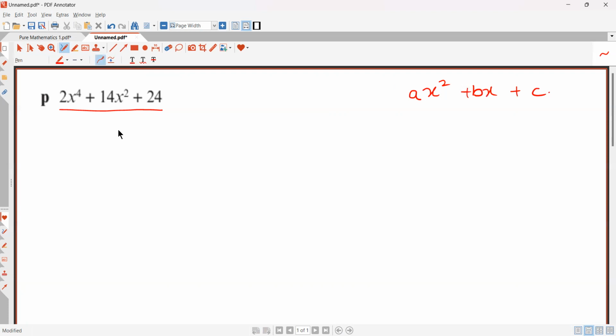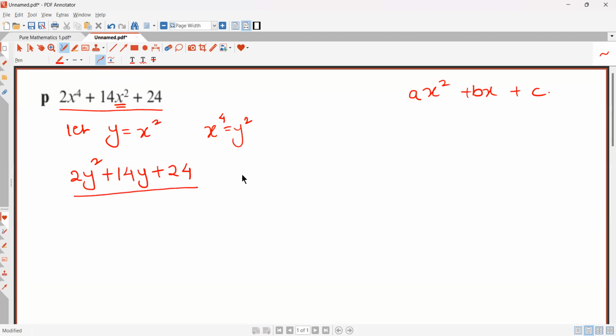We can do one thing over here. What we can do is, I can write let y be x squared. That means instead of writing x squared, I'll be writing y over there. Let me show you. Let me write 14y plus 24. And here, instead of 2x raised to 4, can I write it as 2y squared? Because if y is x squared, x raised to 4 is y squared, right? Understand? Online, everyone? So I converted this to a quadratic equation.